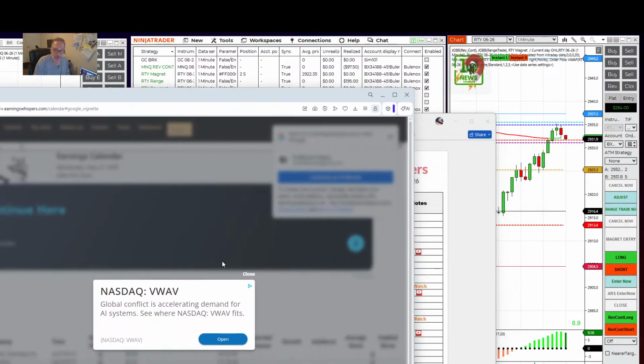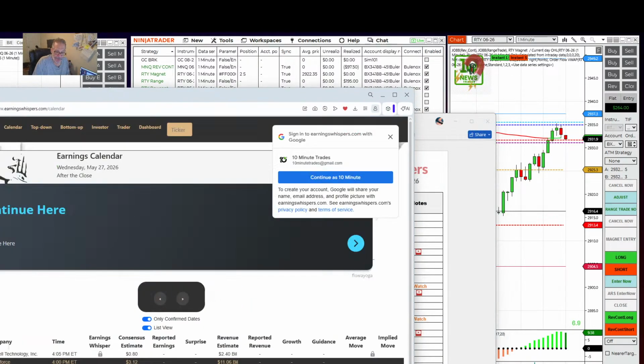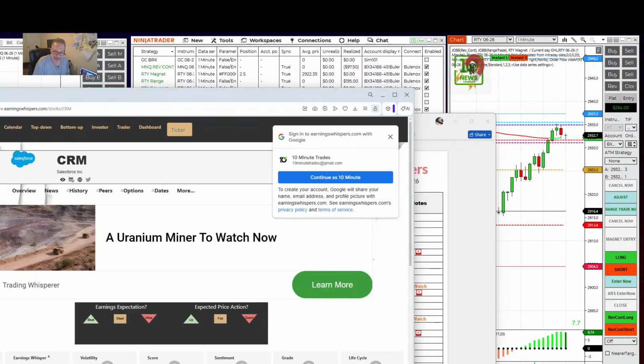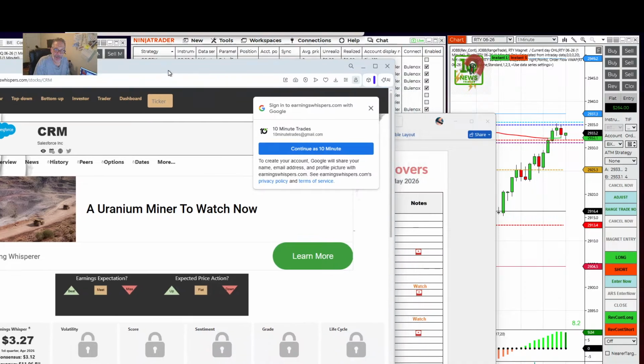CRM will be the first one. I'll definitely try it. We've traded it before. Salesforce. I'll double check my notes and I'll do last minute research. And if it's worth taking, I'll take it.